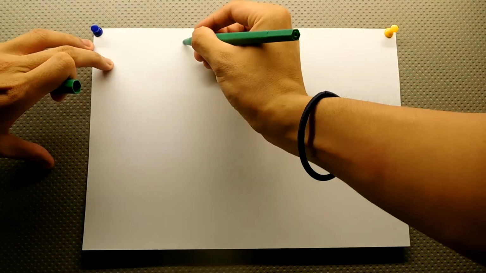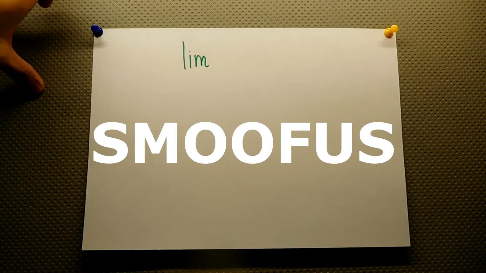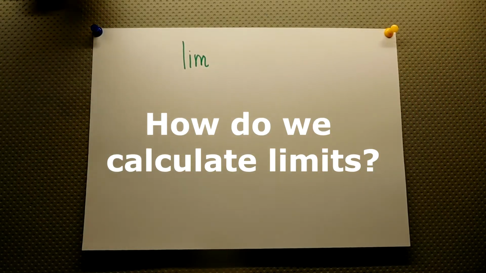Well, first, we gotta know our limits. Limits in mathematics can be denoted by LIM, named after a famous mathematician, Doofus Smoofus Lim. Okay, moving on. So how do we calculate limits?